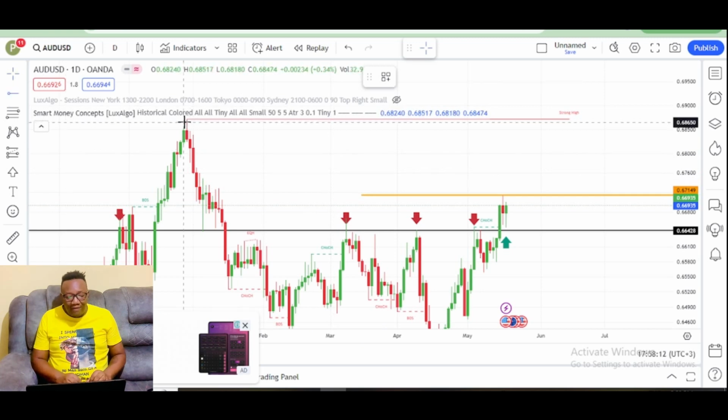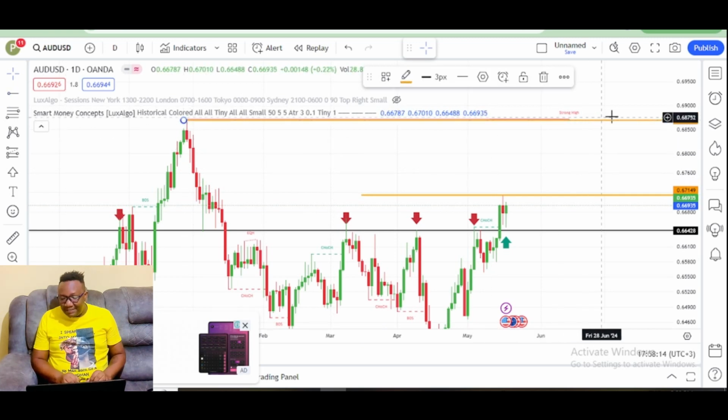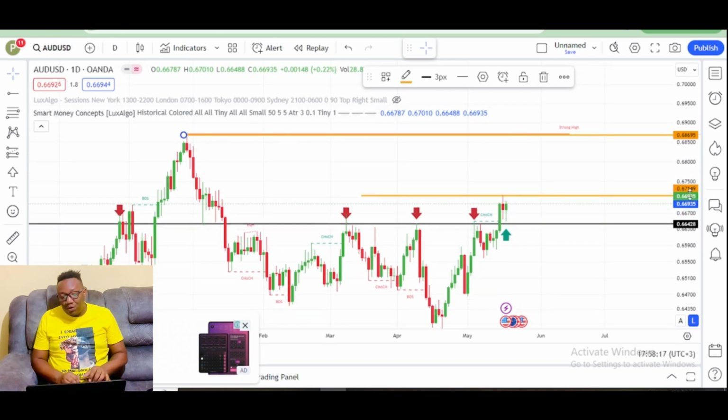This will be my overall take profit, 69695. So AUD USD coming week, I'm looking for buys to 68695 unless otherwise.